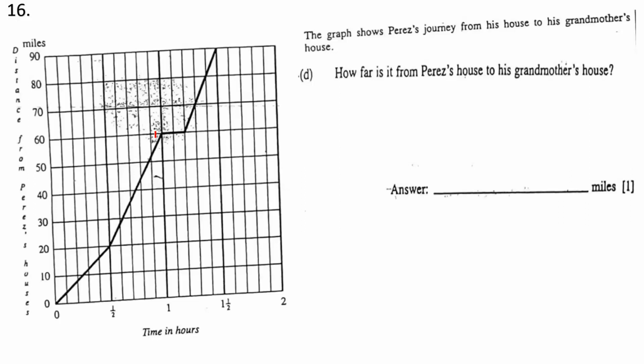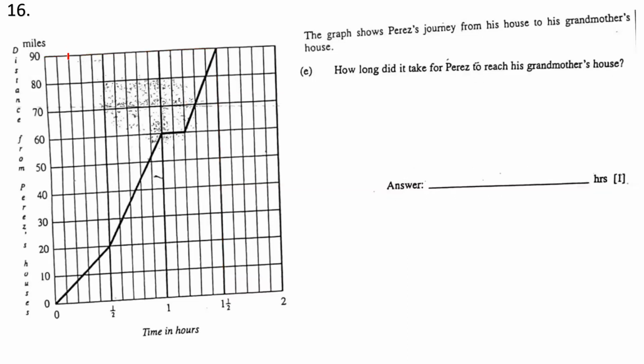How about D? It says, how far is it from Perez's house to his grandmother's house? Well, his grandmother's house is his destination, his final destination. It's all the way up here. It took him 90 miles to get there. And it took him an hour and a half to get there. So the distance is 90 miles.